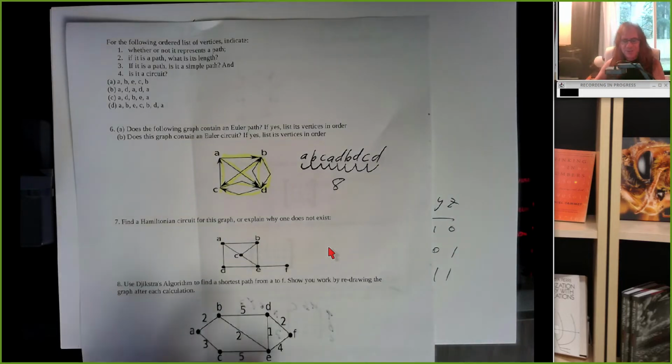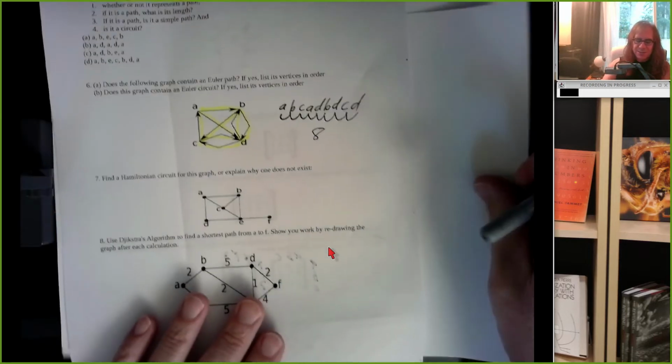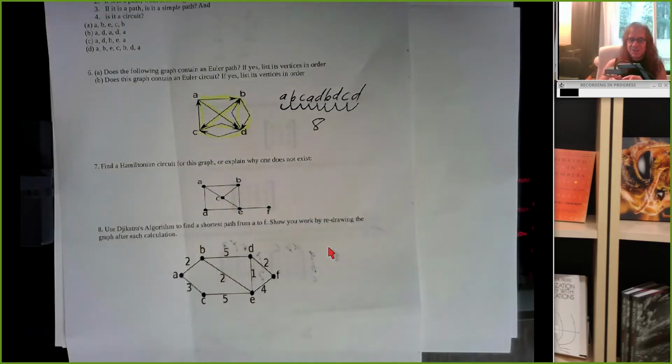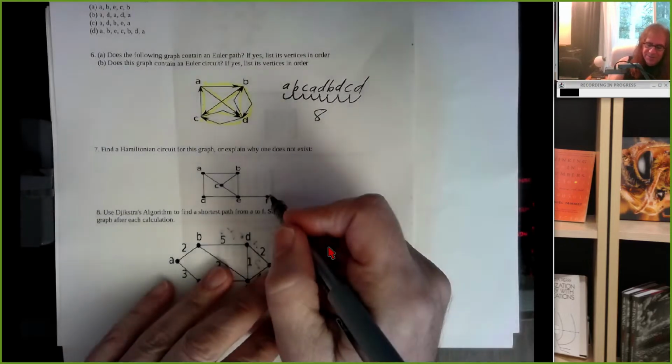For Hamiltons, we don't have such an easy check. But since I'm asking for a Hamilton circuit, we need to start and end at the same point. And we can pretty much convince ourselves the same way we did in a similar example in class that this is definitely going to cause us problems.